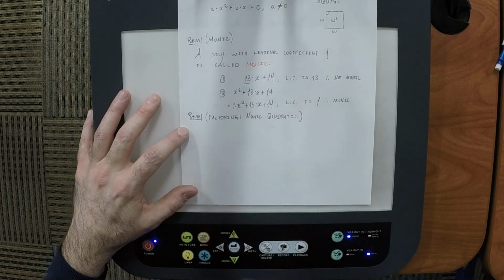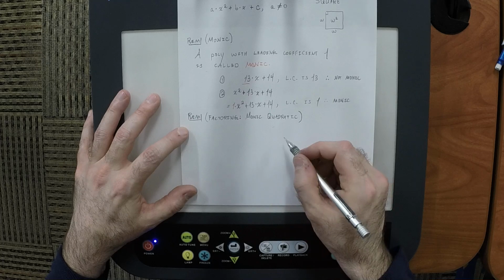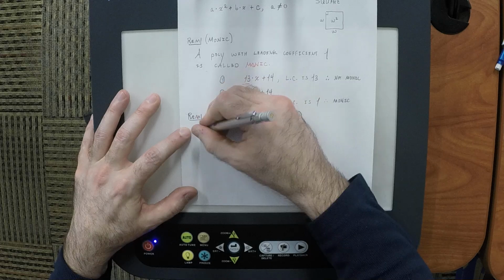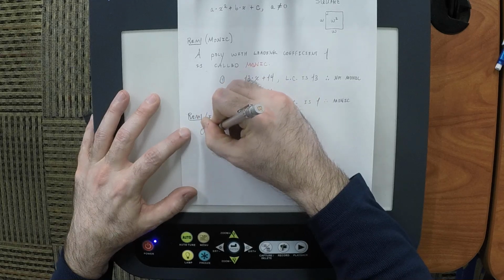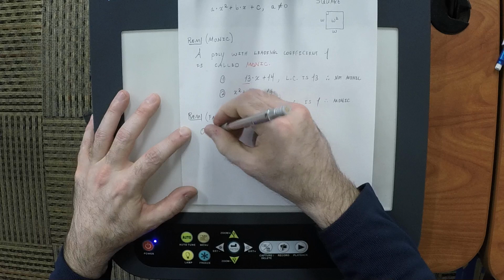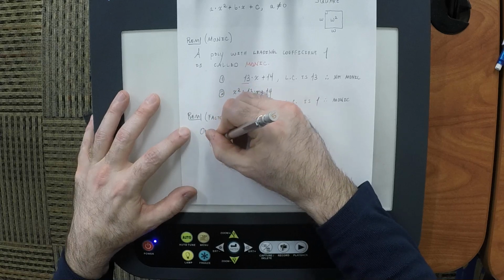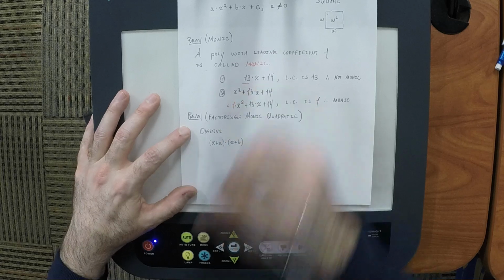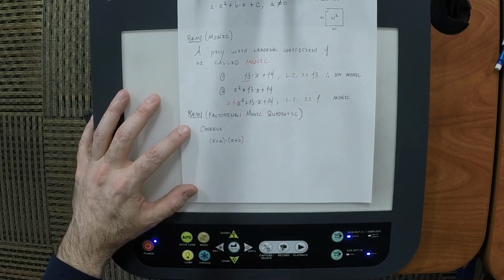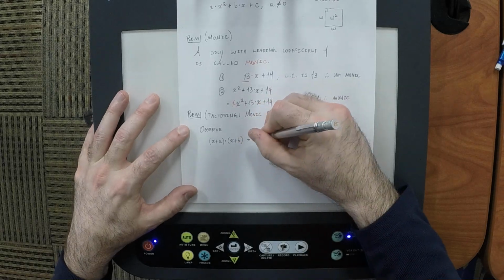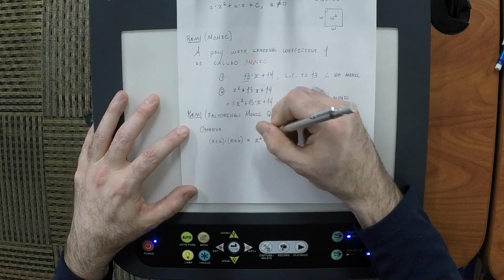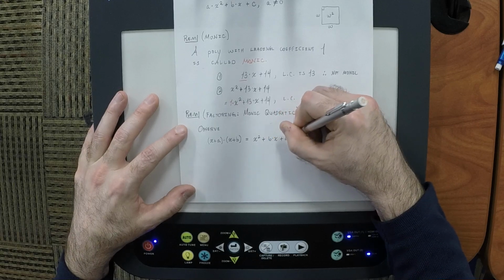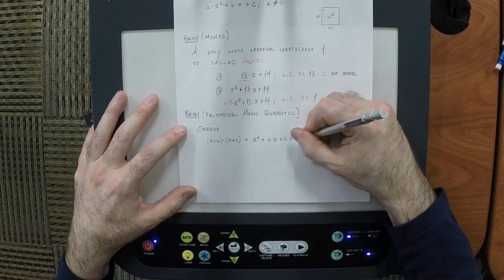Monic quadratic. So the first one, here's the thing. Observe that if we have x plus a multiplied by x plus b, then we could use FOIL to multiply this out and collect like terms. So that would be x squared plus bx plus ax plus ab.